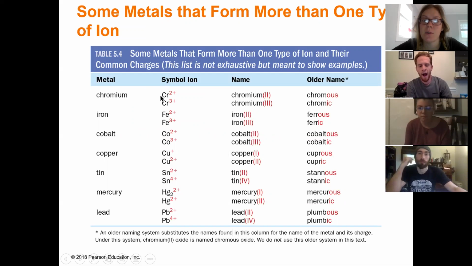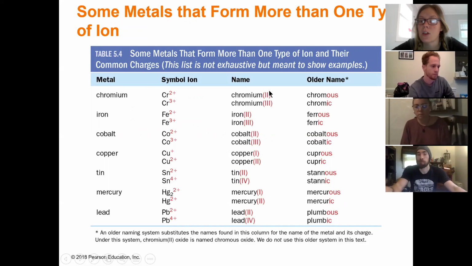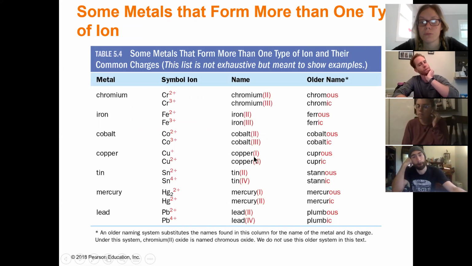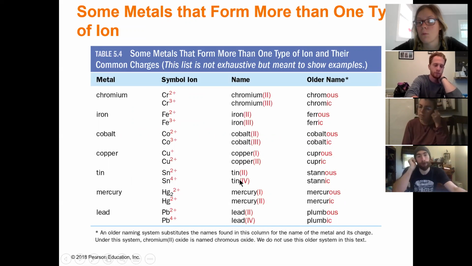So if I'm dealing with chromium with a 2+ charge, I am forced to write it as chromium with a Roman numeral 2. Right? If it's chromium with a 3+ charge, it's going to have chromium with a Roman numeral 3. All right, there'll be a Roman numeral that comes after it. The Roman numeral tells you the charge, not how many you have, the charge. All right, so over here we've got tin with a 4+ charge, so it would have tin with Roman numeral 4.